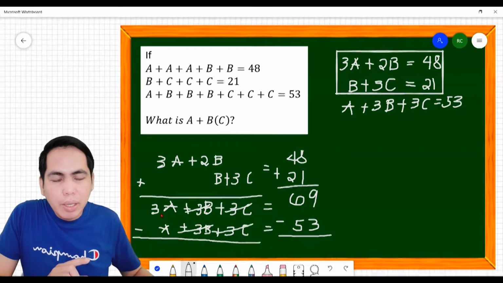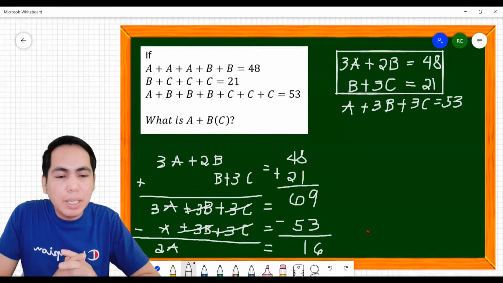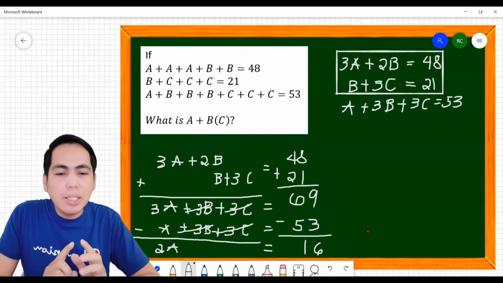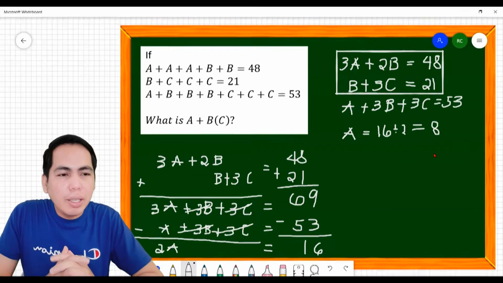So what is left here is 3A minus 1A, or 3 minus 1, which will give us 2A is equal to 69 minus 53, which is 16. So 16 is equivalent to 2A. So meaning to say, if 2A is equal to 16, the value of A is equal to 16 divided by 2 to give us 8. So A is equal to 8.